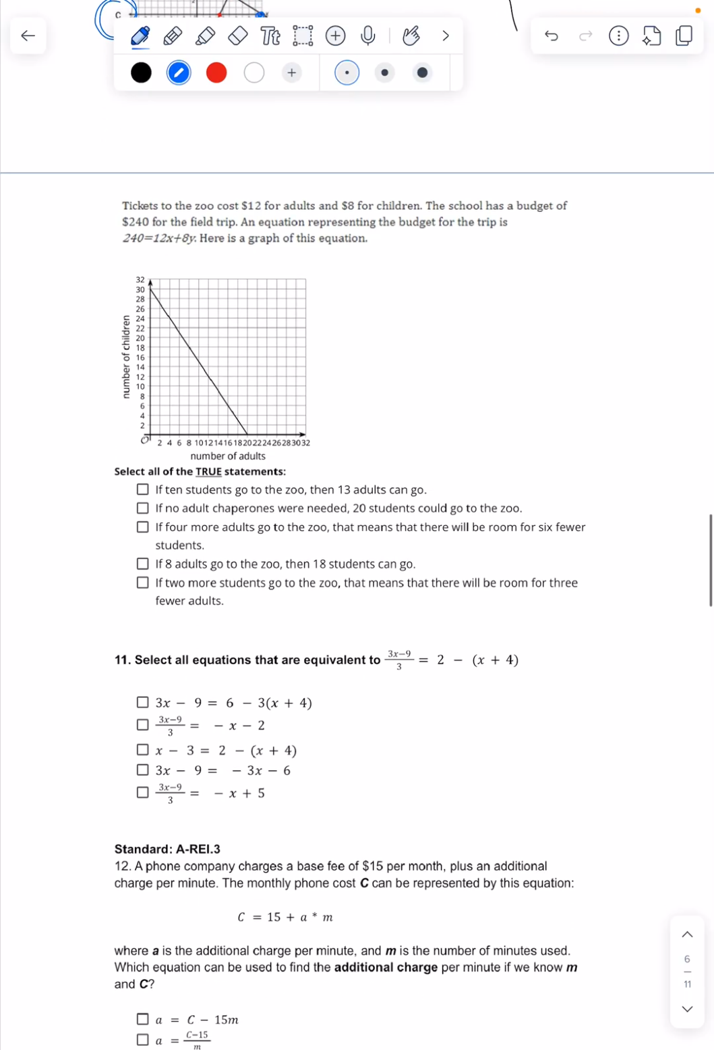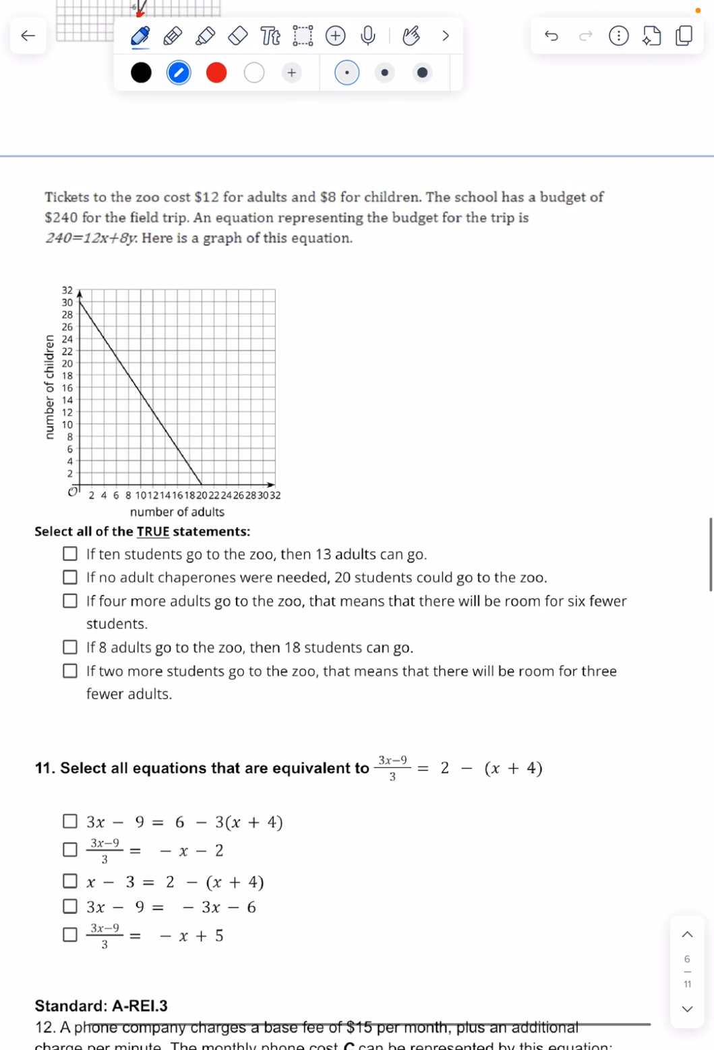This next one, we're kind of reading, interpreting this graph that's given to us. So it says tickets to the zoo cost $12 for adults, $8 for children. The school has a budget of $240 for the field trip.